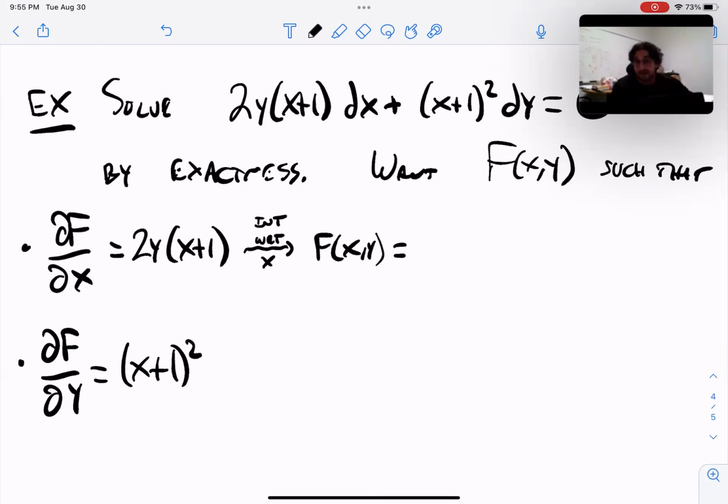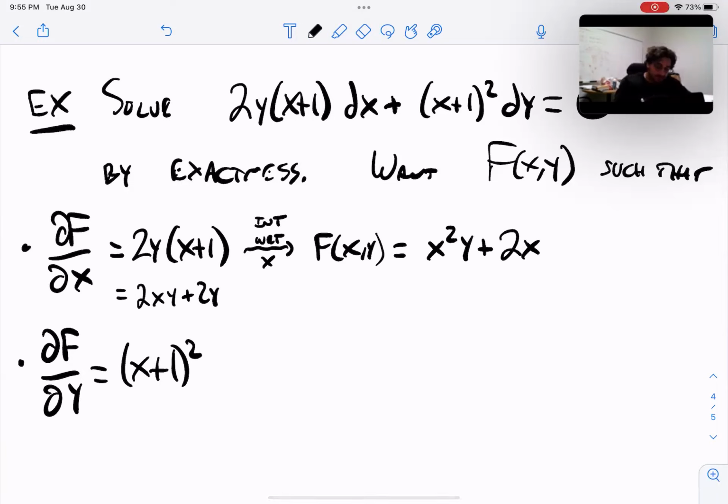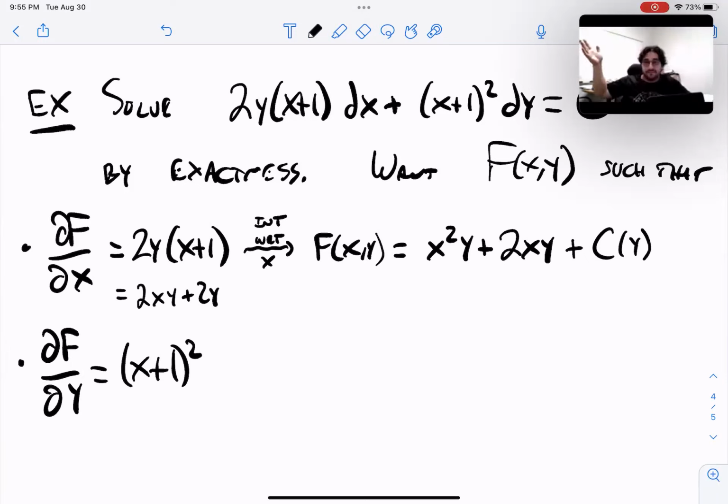right? So if I integrate this with respect to x, what's it gonna look like? Let's rewrite this a little bit just to make it a little more clear. This is 2xy plus 2y, right? So if I integrate this with respect to x, I get x squared y plus 2xy. All right, that's the integral with respect to x. But then you also get plus, and I'm going to call it c of y, because it was a partial derivative with respect to x. So there's a plus c when you do the antiderivative, but it could be any function of y, because the partial derivative with respect to x treats y as a constant.